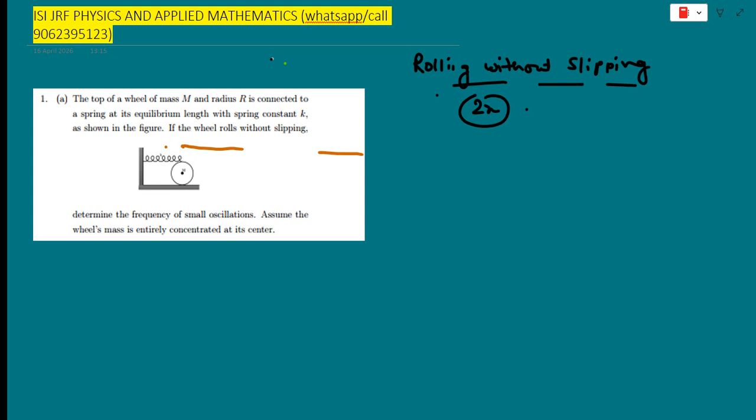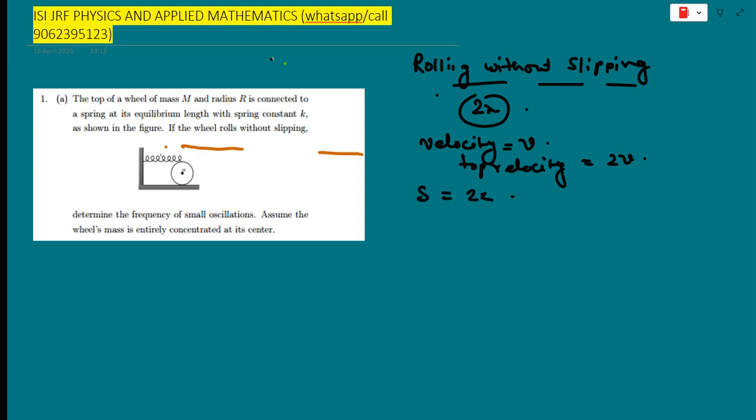The center has velocity v and the top velocity is 2v. Now why does this matter? Because the spring is being stretched twice as much as you think it is. So if the wheel moves right by x, the spring stretches by s equal to 2x.